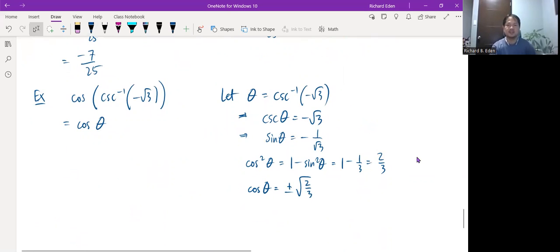So this means theta is in quadrant 1 or quadrant 3. However, does that really help us with choosing cosine theta's value as plus or negative? Hindi, no? Kasi if theta is in the first quadrant, well, cosine is positive. But if theta is in the third quadrant, then cosine will be negative. But ganito, theta as a cosecant means theta is in quadrants 1 or 3. But how about the fact that cosecant theta is negative square root of 3?